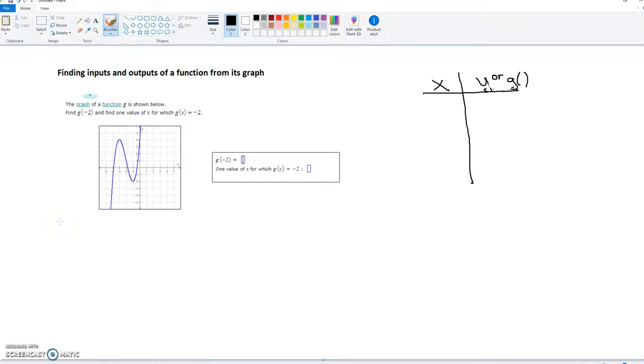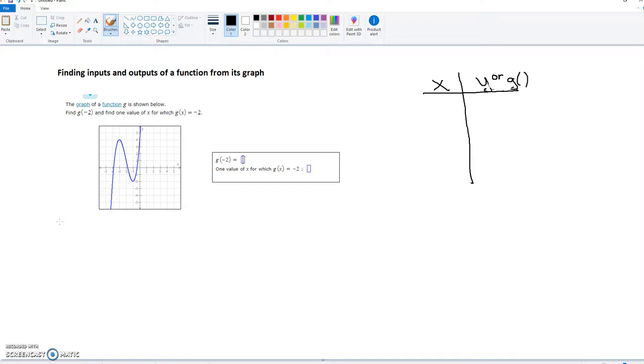Finding inputs and outputs of a function from its graph. Of course, we've been talking about the domain and range, the domain being the x value, the range being the y value, and we've talked about the fancy name for y, which in this example is g of something. In order to best solve this one, you almost have to think of it a little backwards.